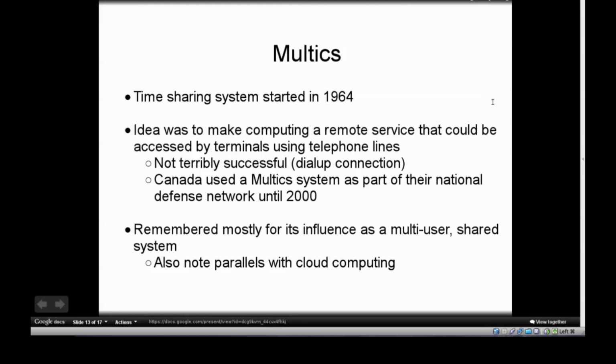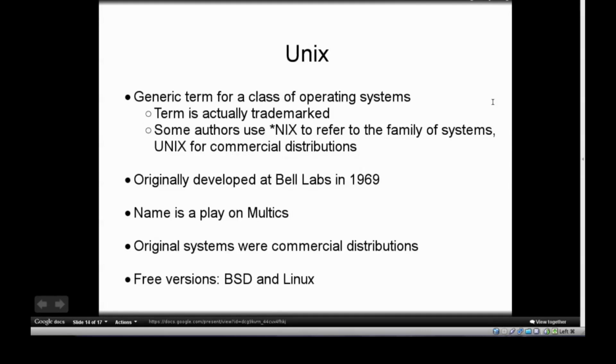And today, with cloud computing, there are some significant parallels between some of the cloud computing models that we use and some of the ideas that were pioneered back in the Multics system. Now, Unix was actually a play on the term Multics. It was developed by Bell Labs in 1969. It's actually a trademark term, so some authors use Starnix to refer to the family of systems and use the word Unix only for the commercial distributions.